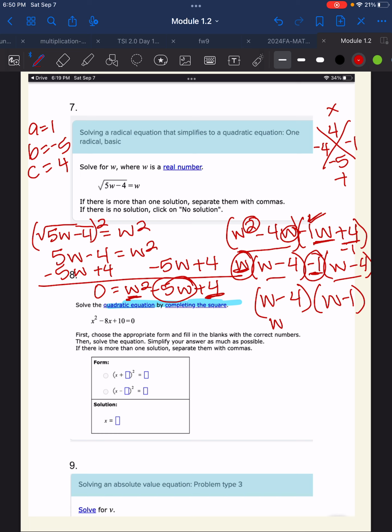Now we're going to set each one of these to equal 0, and you know how to solve these by now. These are easy. We like these. So W equals 4, and W also equals 1.